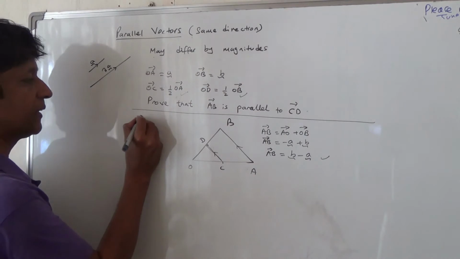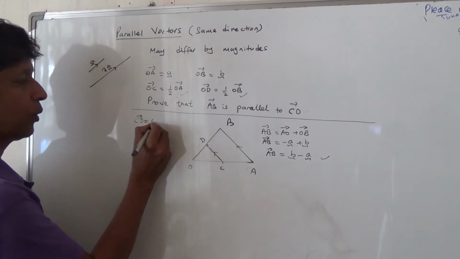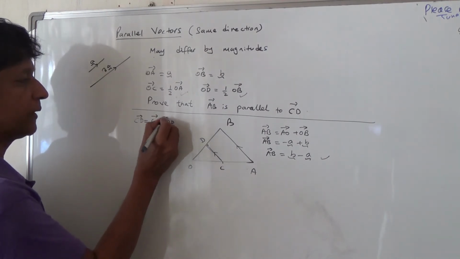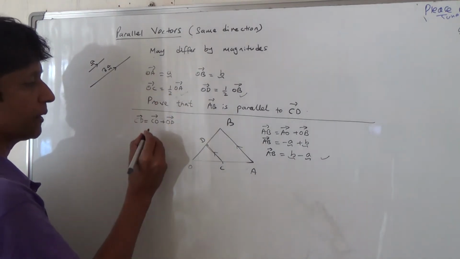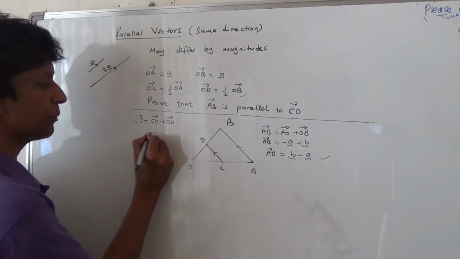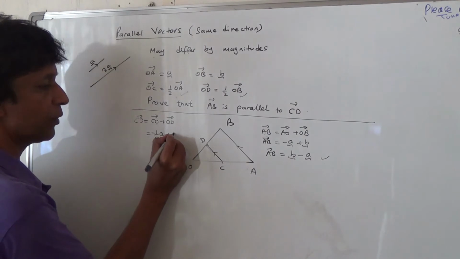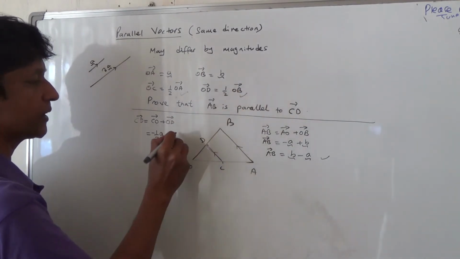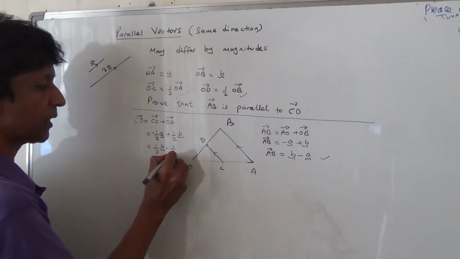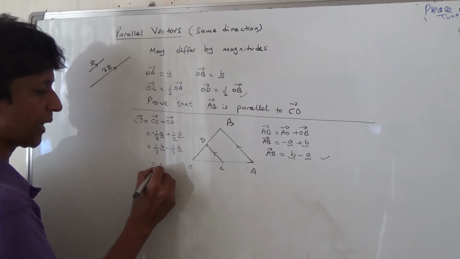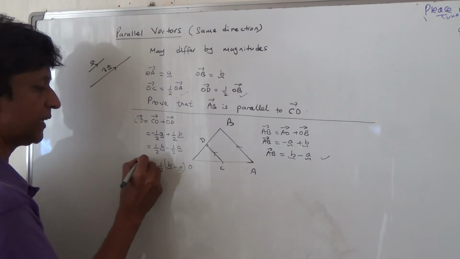So vector CD is CO plus OD. Now I know that OC is half OA, but CO is the opposite, so minus half OA, which is vector A. Then plus OD, and OD has been given as half OB, which is half vector B. So that means it is half vector B minus half vector A, and therefore I have half into B minus A. So this is my vector CD.